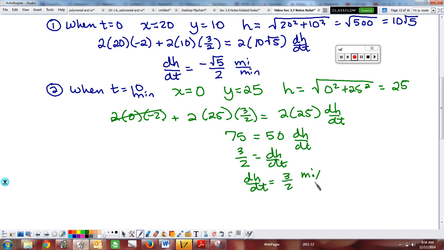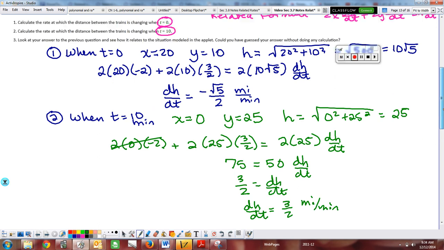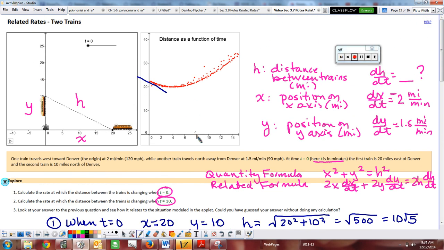miles per minute. And again, that should not surprise me that that is a positive value, because over here at 10 minutes later, you're over on this side, I have a positive slope to my distance function. The distance is increasing over time.